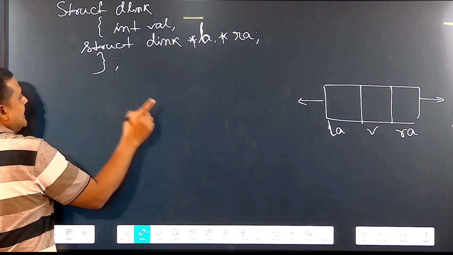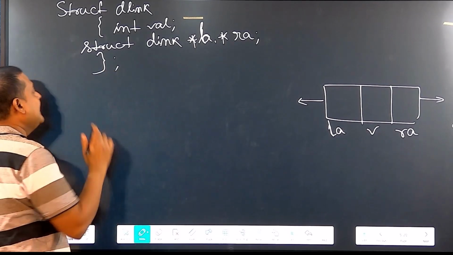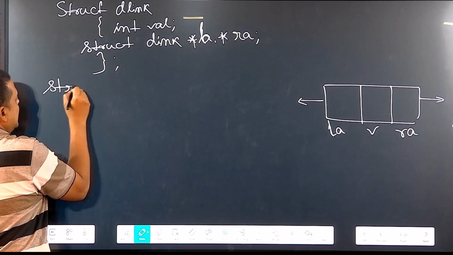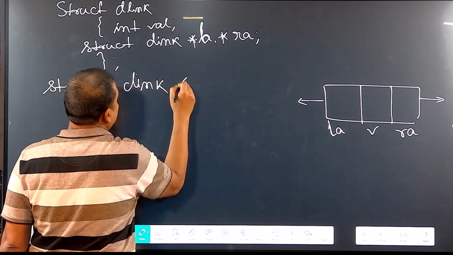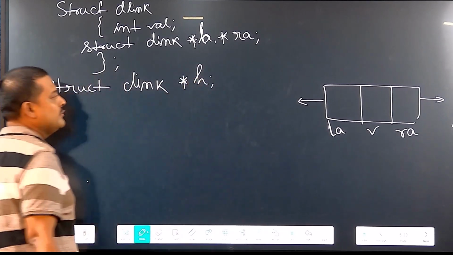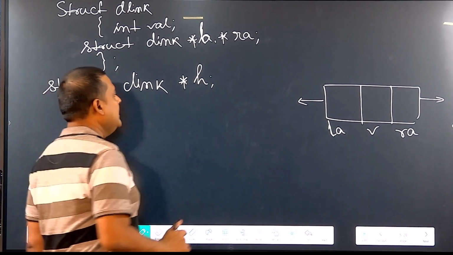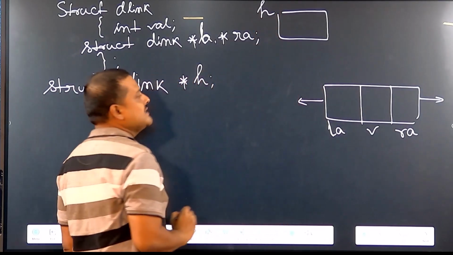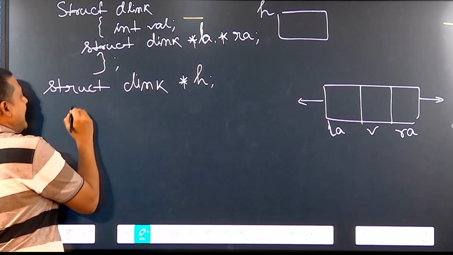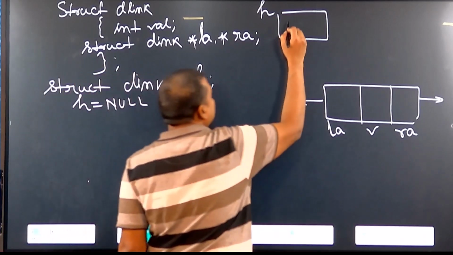Now, initially what will we do? Initially, I will create one head, in the same way as in the case of our single linked list. I will create struct D-link type of variable, that is H. So, H is the head which is going to store the address of the first node. H is the variable, say for example, this is our variable and this is H. Initially, I will assign some value inside H, that is null. So, this value is null.